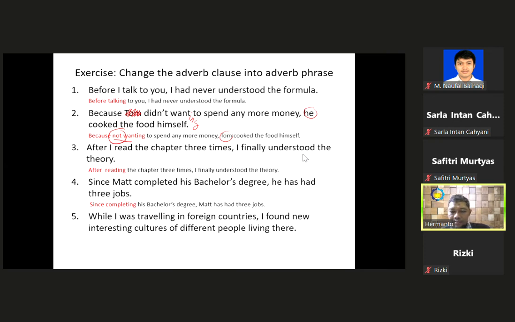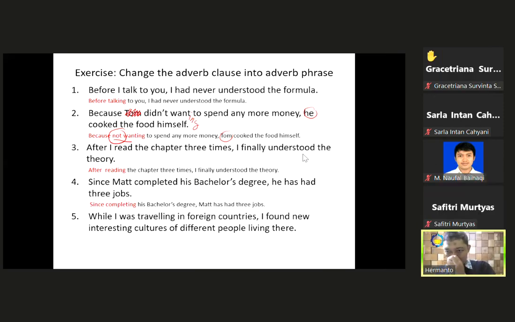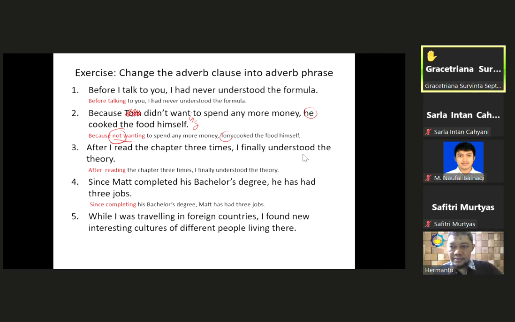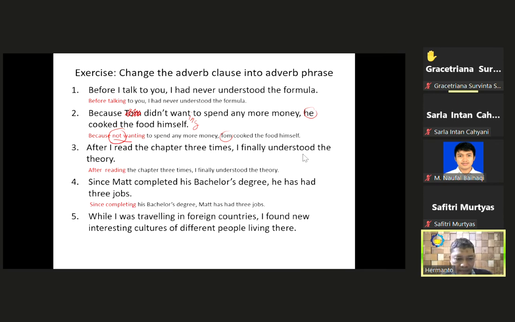Everyone? Yes. Serpinta. While traveling in foreign countries, I found new interesting cultures of different people living there. Yes, while traveling, you just delete I and was. Okay, Triana, people living there.